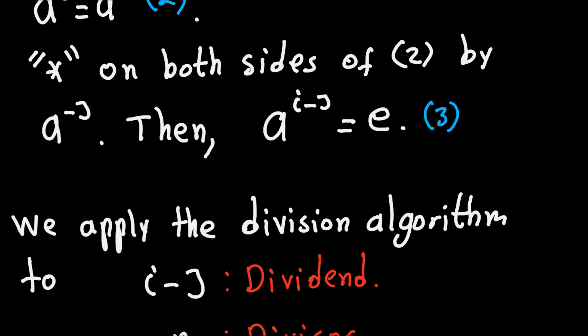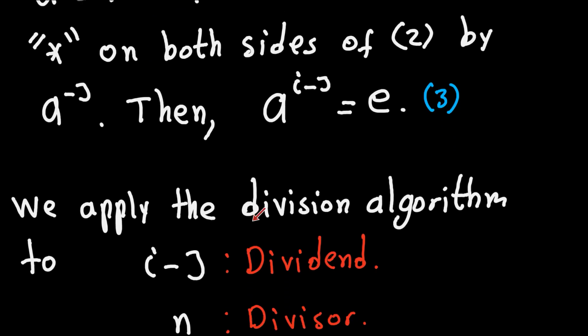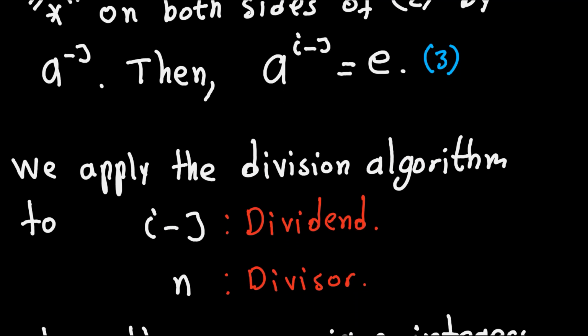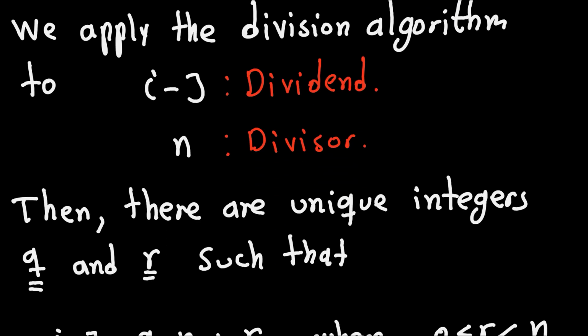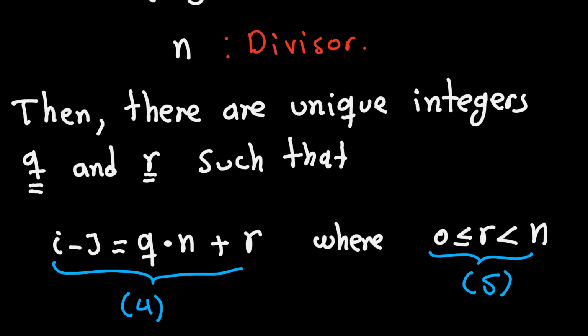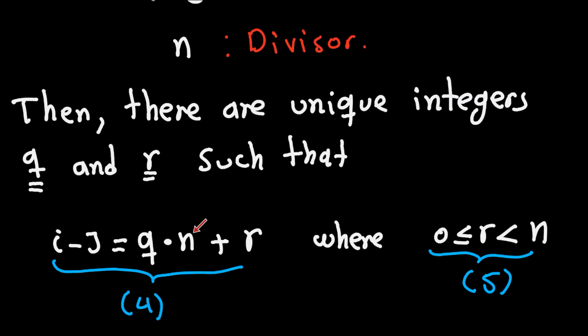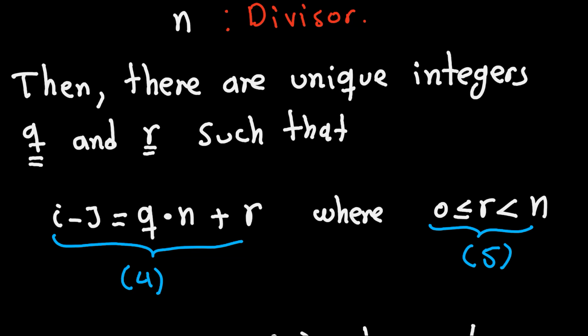Alright, so this is the case where we're going to apply the division algorithm, where i minus j is the dividend and n is the divisor. Basically what we are doing here is taking i minus j and dividing it by n. If you do that, you're going to have a quotient and a remainder, and that's what it says here. So there are unique integers q, the quotient, and r, the remainder, such that i minus j is q times n, the quotient times the divisor, plus the remainder. And remember, an important part of the division algorithm is that the remainder must be bigger than or equal to 0 and less than n. So I'm going to call this one number 4 and this one number 5.